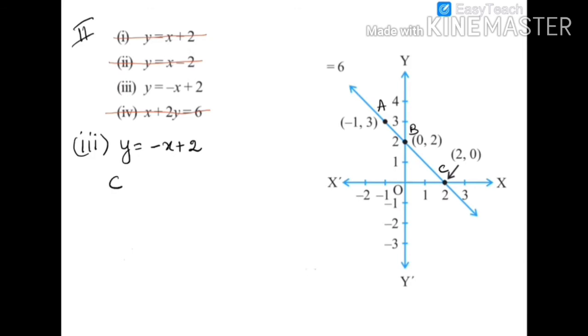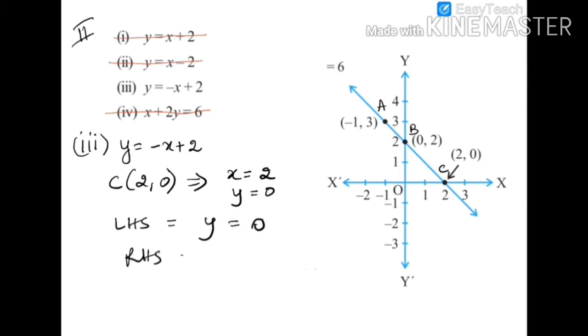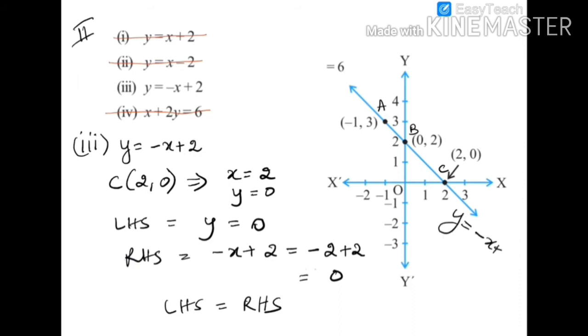Similarly, we have to check for the third point C, where x coordinate is 2 and y coordinate is 0. So the left hand side of the equation is y, which is equal to 0. Right hand side of the equation is minus x plus 2, which is equal to minus 2 plus 2. On adding, that is 0. So the left hand side is equal to right hand side, and therefore point C also satisfies this equation. So this line represents y equal to minus x plus 2.